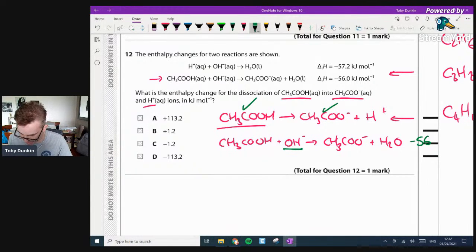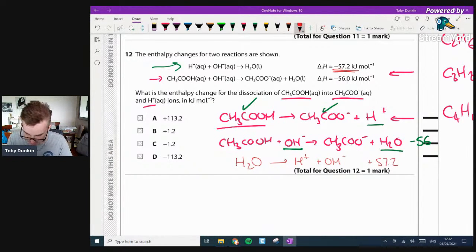Now I need to get rid of him and him. And I need him. And I get everything from this equation. Flip it over because I need to reverse it. So H2O goes to H plus OH minus. Flip the energy output, turn it over, plus 57.2. Cancel what cancels. H2O vanishes. H plus vanishes. OH minus vanishes. Oh, yeah, that's the one I'm trying to create. That's perfect. That gives me what I want.